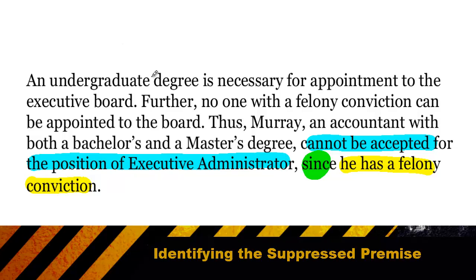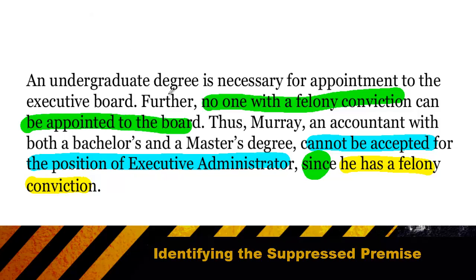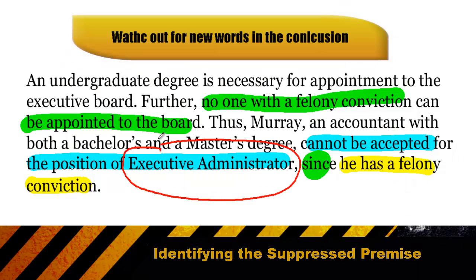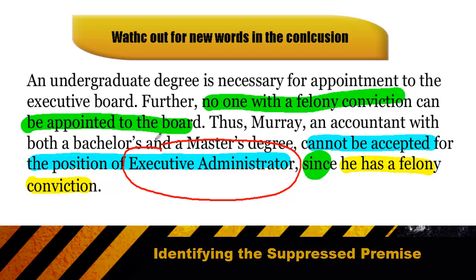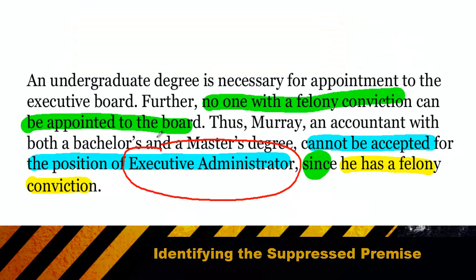And then why do they think he can't be accepted to the position of executive administrator? Well, because no one with a felony conviction can be appointed to the board. Now here's something critically important to notice. Do you see how executive administrator only appears in the conclusion? That's a big red flag for a suppressed premise.